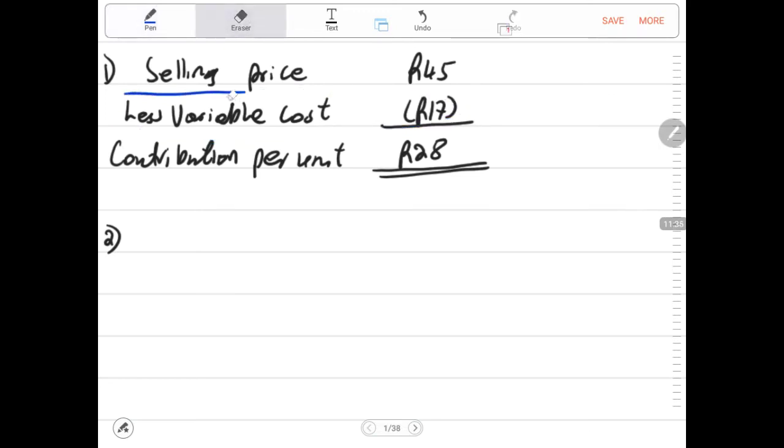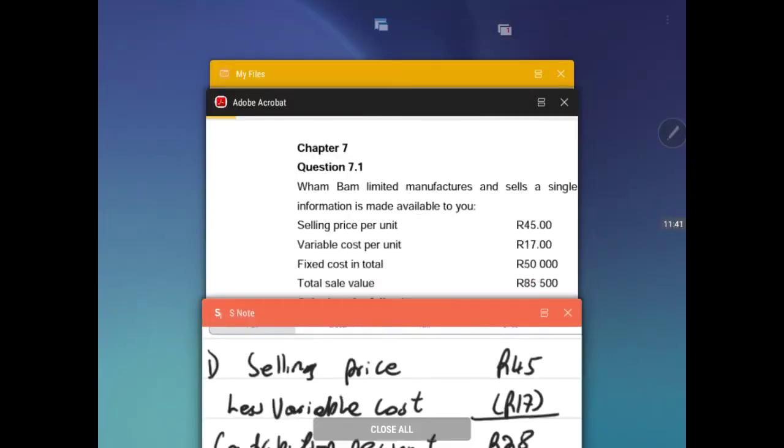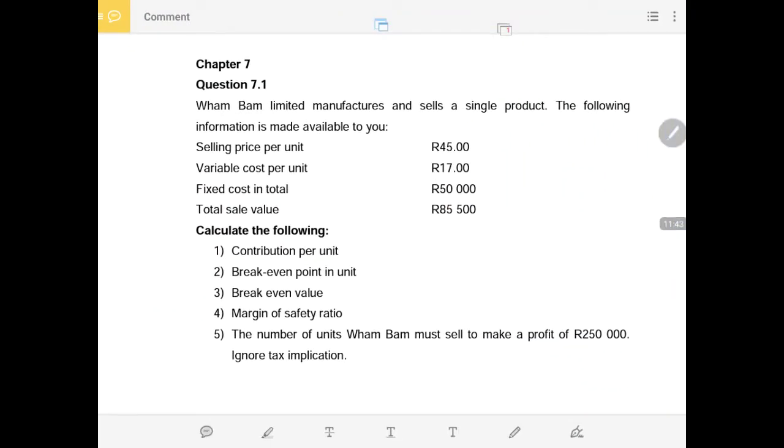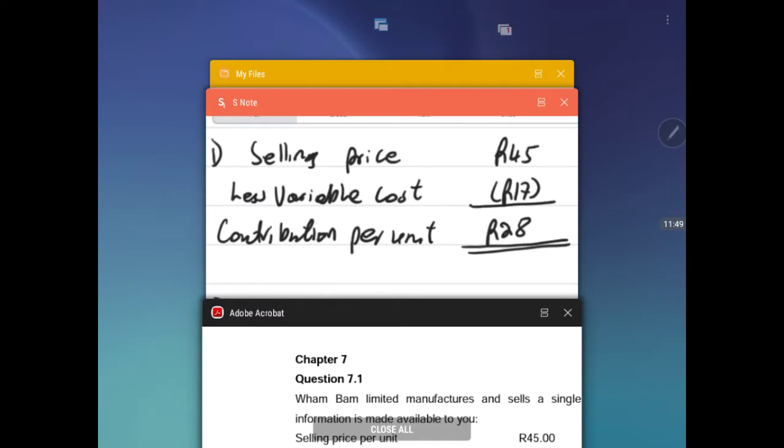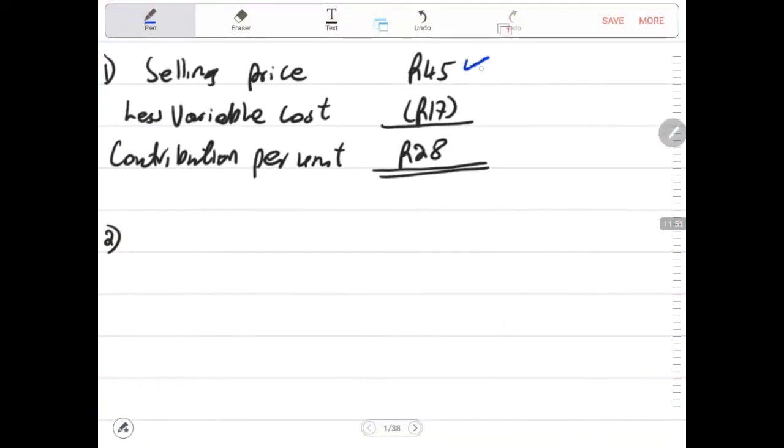It means we do have fixed cost in total. If you remember, our fixed costs were given to us as a total amount of 50,000 Rand. This is our fixed cost. Now we made one sale. Let us say we're selling one unit, because this is selling price per unit and this is variable cost per unit. So in other words, we are assuming one unit is sold. Then we say we have received 45 Rand.